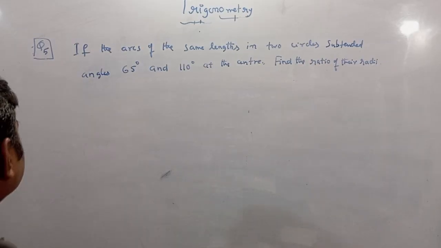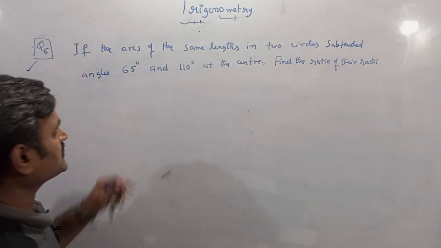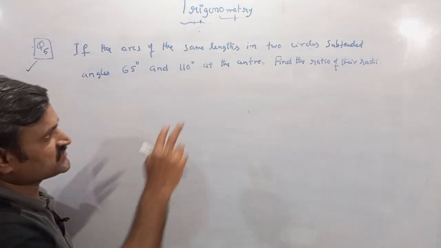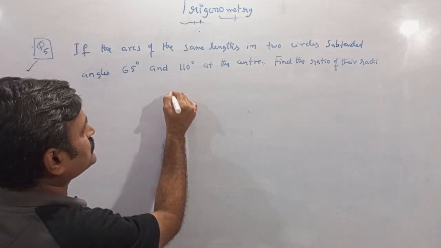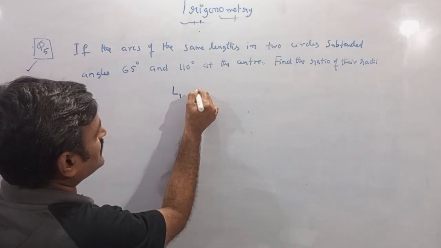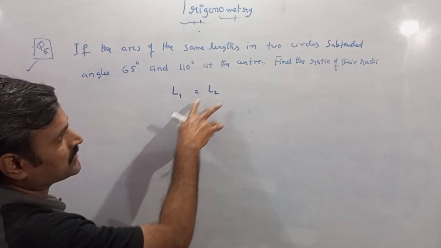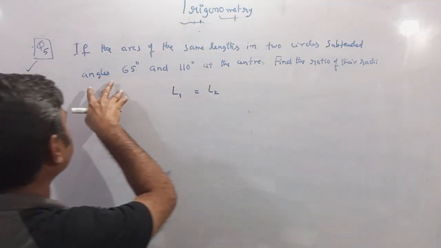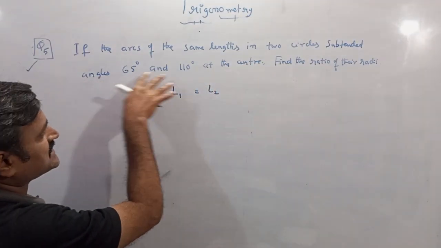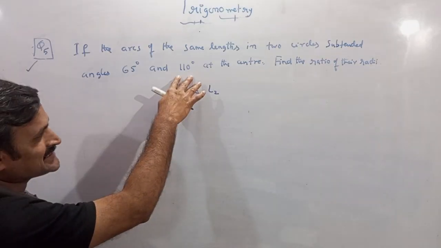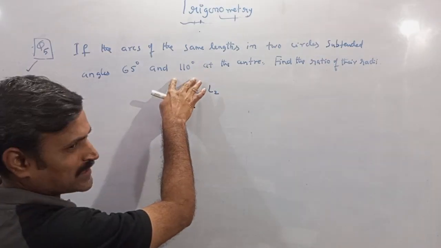Let us see the next problem, students. This is the last problem of this session. Two arcs with the same length are given. So if you take L1, it will be equal to L2. Okay, two lengths are equal. The two circles subtend angles of 65 and 110 degrees.